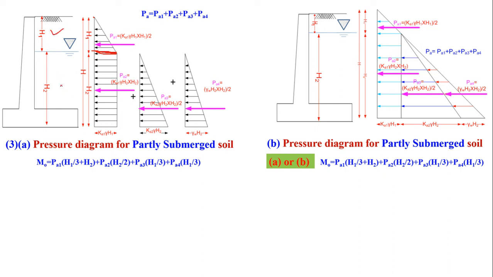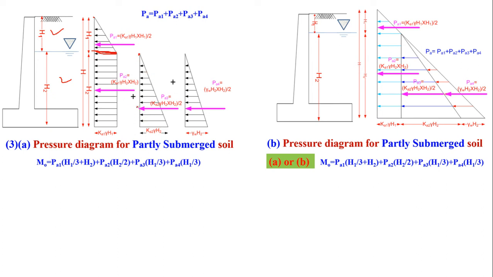Now the second pressure distribution diagram is for the lower layer of the soil. For the lower layer, again Ka2 into gamma into H2; if the phi value changes, we take Ka2 gamma into H2 as the maximum intensity, and this pressure is going to start from this end, so the initial intensity is 0, and it is nothing but a triangular pressure distribution diagram.